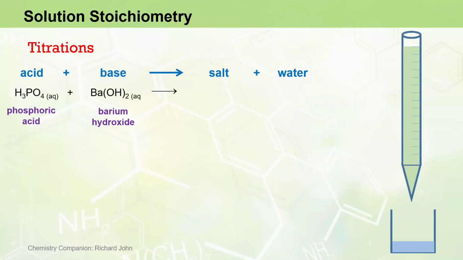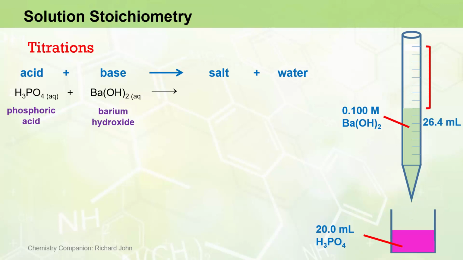So here's the scenario that we set up experimentally. Down the bottom, we have exactly 20.0 milliliters of an unknown concentration of phosphoric acid, with the acid-base indicator added. In the burette above, we have our standard solution of barium hydroxide, a 0.100 molar solution, and the burette is used to deliver an accurately known volume of the solution. To start the titration, we gradually add the barium hydroxide solution until we see a colour change, and then we turn the burette off and we record the volume.